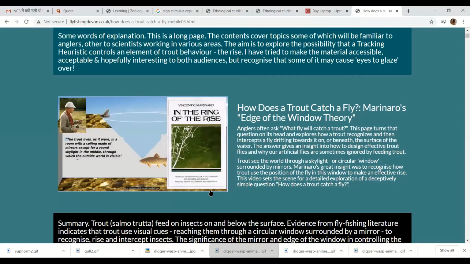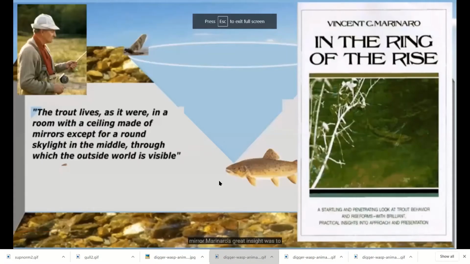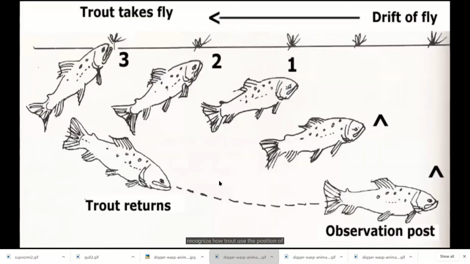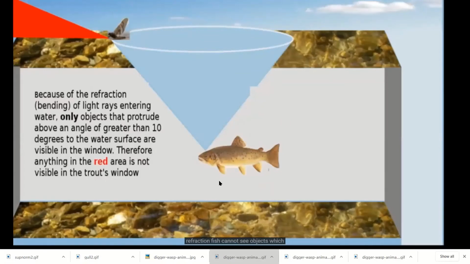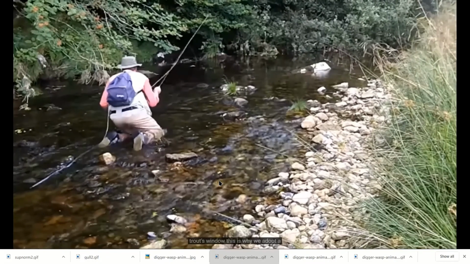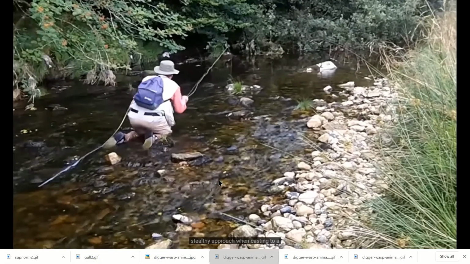A skylight or circular window surrounded by a mirror. Arenaro's great insight was to recognize how trout used the position of the fly in this window to make an effective rise. Because of the laws of refraction, fish cannot see objects which lie below an angle of 10 degrees to the water surface at the edge of their window. The red triangles in these diagrams show this blind spot extending outwards all around the edge of the trout's window. This is why we adopt a stealthy approach when casting to a trout.